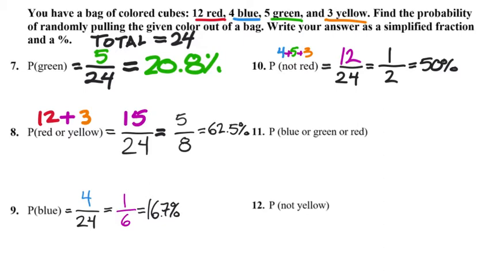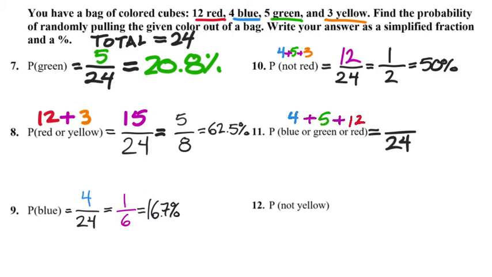So what about number 11? The probability of blue or green or red. So we're looking at all 3 colors at the same time, but there's still only 24 cubes in the bag, so it's still out of 24 here. But how many blues are there? Let's see, there's 4 blues, there are 5 greens, and there's 12 reds. So we're going to have to add all these ones together to figure out this probability.